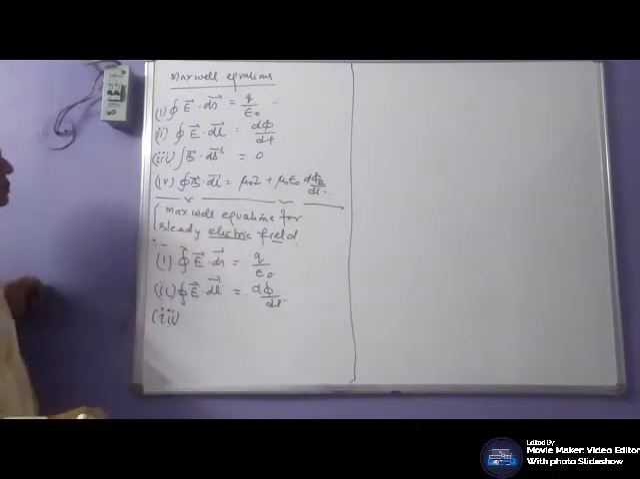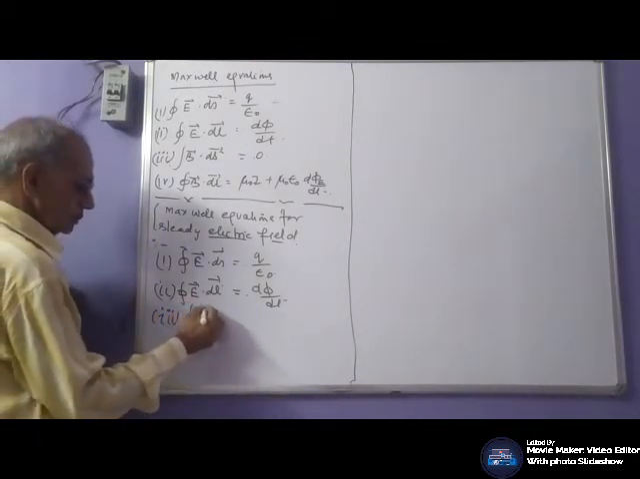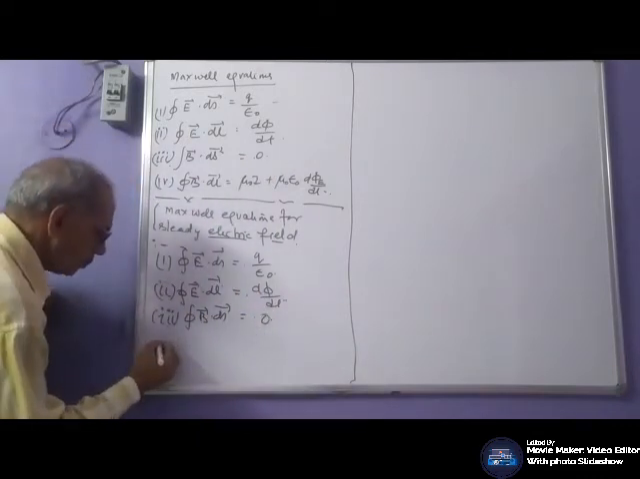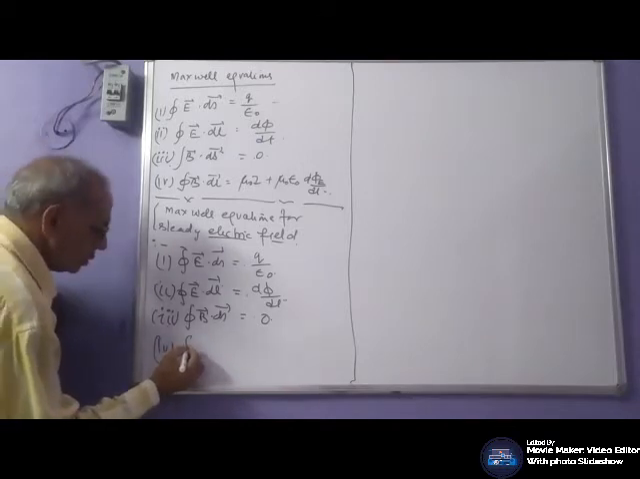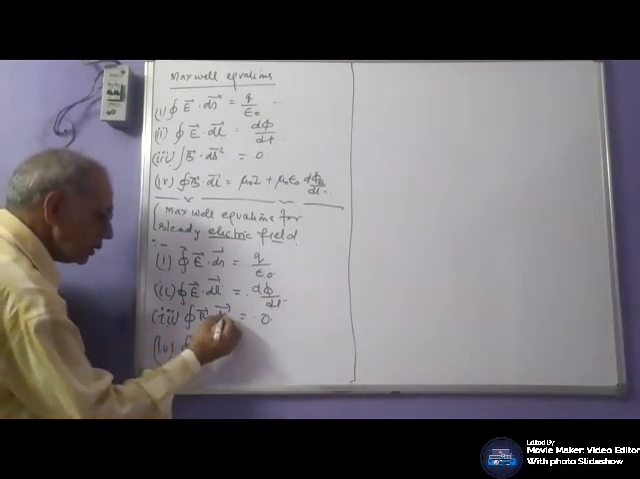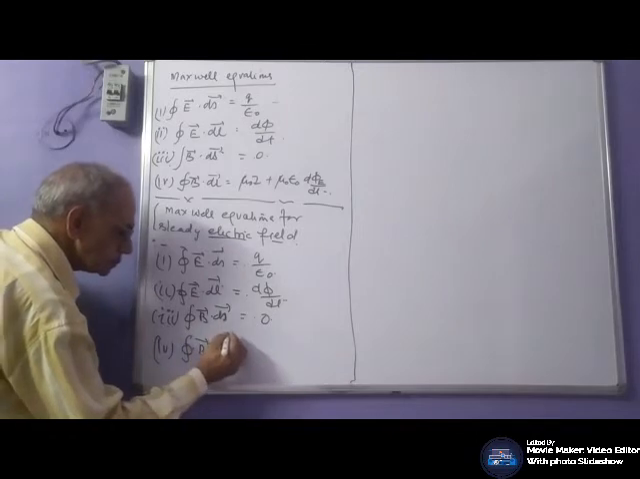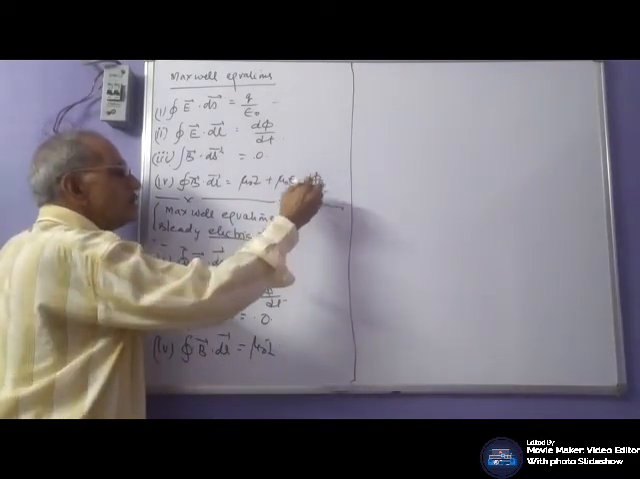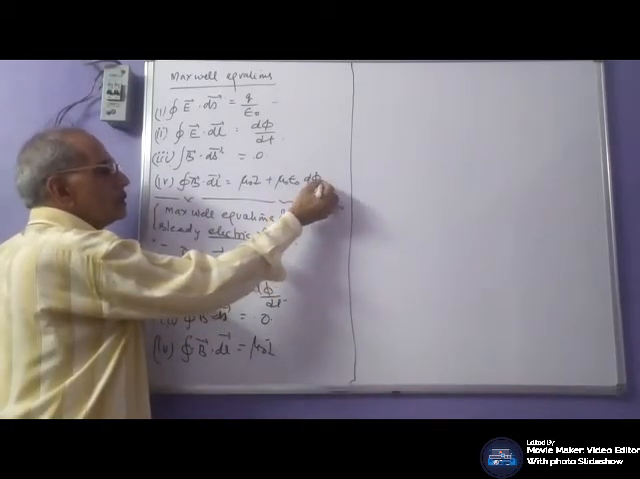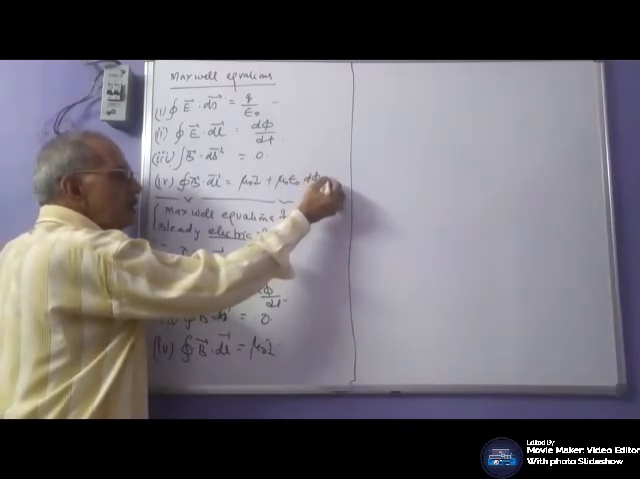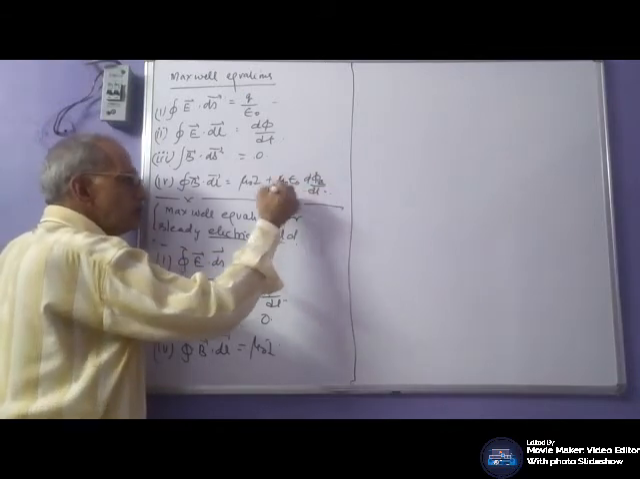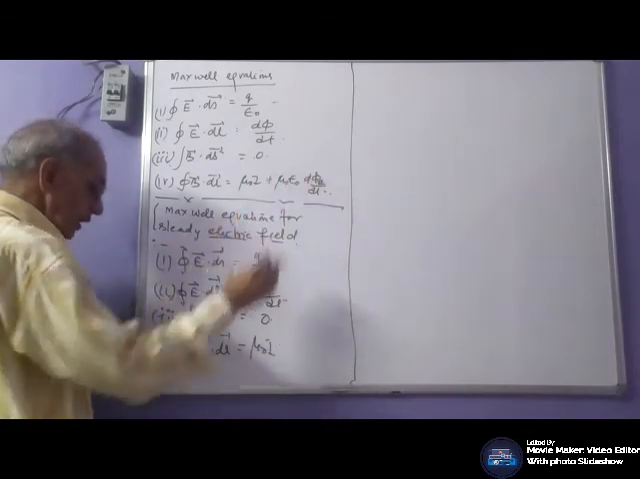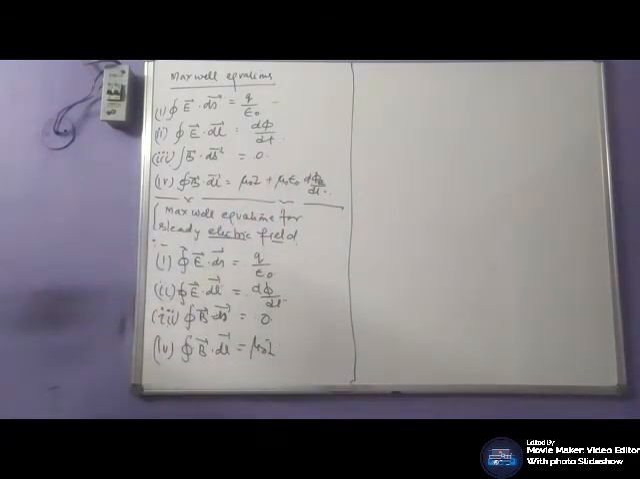Third, B dot ds is what? No electric field effect. Fourth, B dot dl equals mu naught I. The electric flux is constant, and differentiation of a constant is 0, so this term is 0. So our Ampere circuital law was for when there is no varying electric field. These are Maxwell equations for steady electric field.